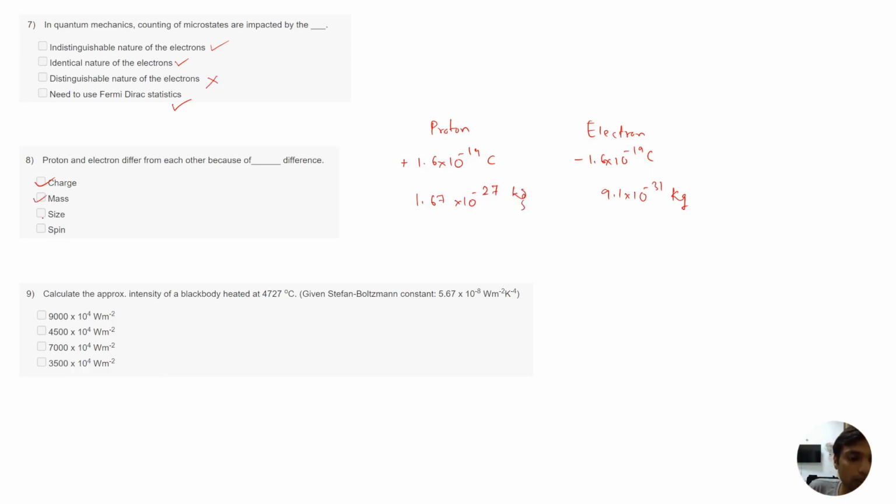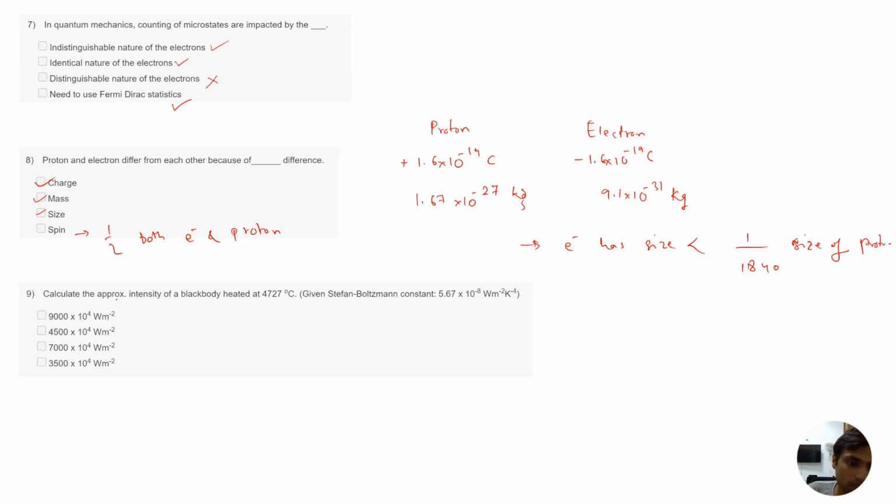About the size, the electron has a size less than 1 by 1840 of the size of a proton. So in size also the electron is quite less, but the spin of both of them is the same: both electron and proton are spin half. So the correct answer is charge, mass and size.